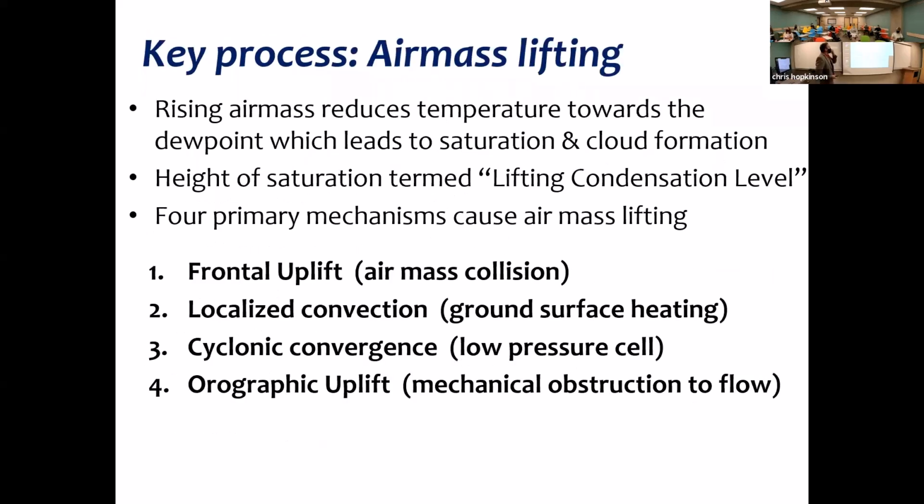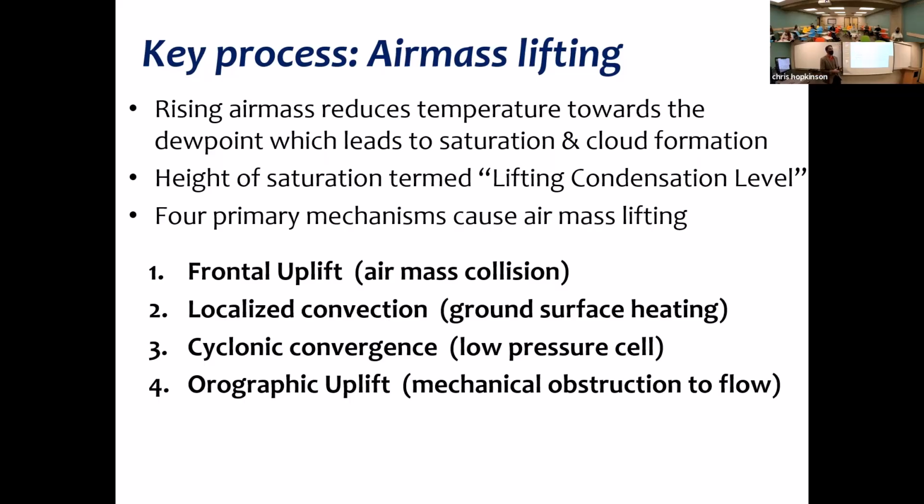Okay, good. So air mass lifting is a critical process in all of this. And there are various ways that air mass lifting can occur. Frontal uplift, where air masses encounter one another, and one air mass rides over another. Localized convection. So we have ground surface heating, localized low pressure lifts. Cyclonic convergence, where you've got all of the air spiraling around some central low pressure and forces lifting of the air mass in the middle. And then orographic uplift, where you've got a mechanical obstruction and air just has nowhere to go but up.